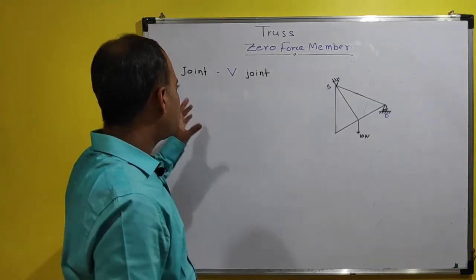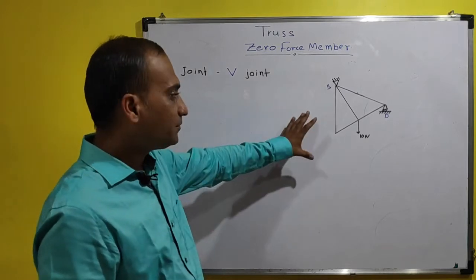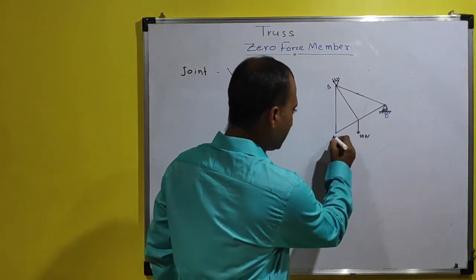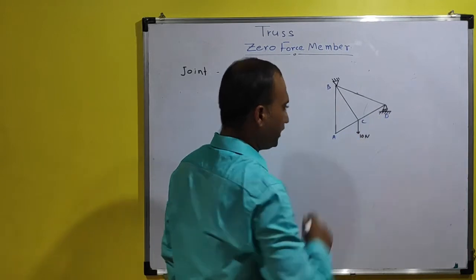Now here we will consider the V joint. So let's consider this figure. Let's give the naming over here: A, B, C, and D.